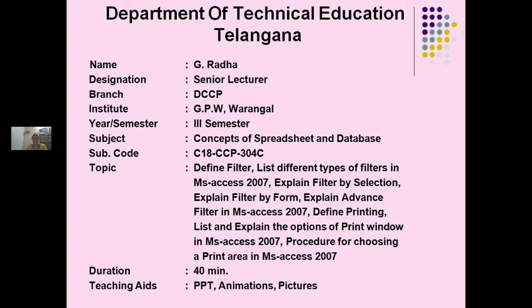In today's class, we'll be discussing the definition of filter, the different types of filters, filter by selection, filter by form, advanced filter, the definition of printing, the options of the print window, and the procedure for choosing a print area in MS Access 2007.